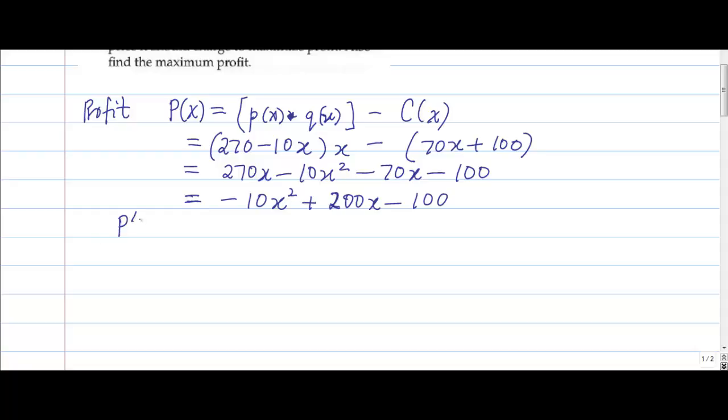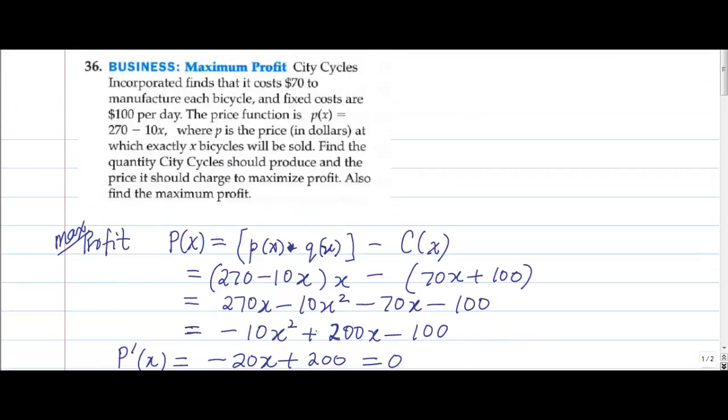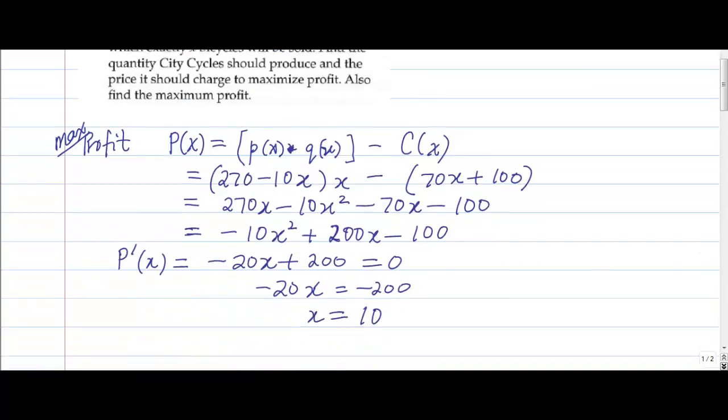Let's find the derivative. Right, we want to maximize profit. So take the derivative: minus 20x plus 200. Okay, set that equal to 0. Subtract 200. And we get x equals 10. That is honestly a coincidence. I did not expect that to happen. Okay, we got 10 for the last problem too, and that's just unusual.